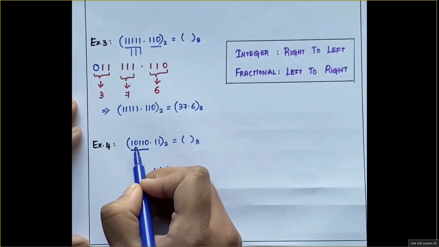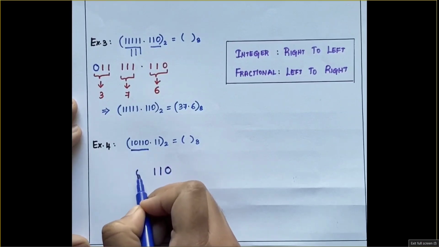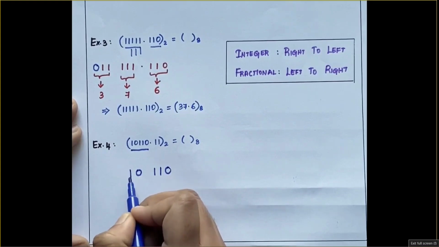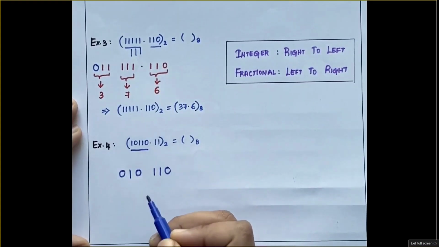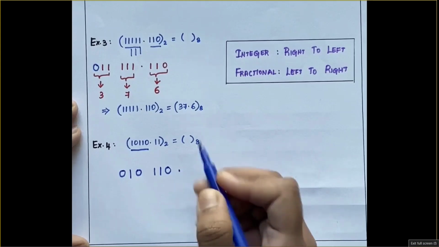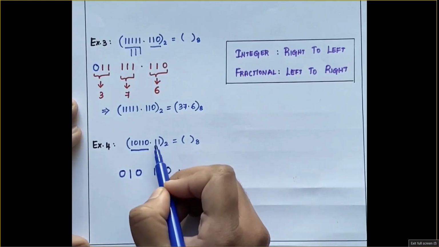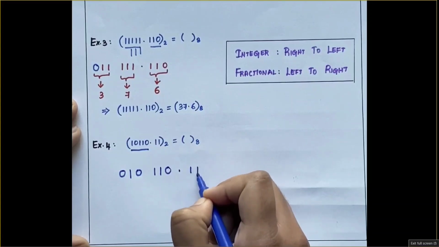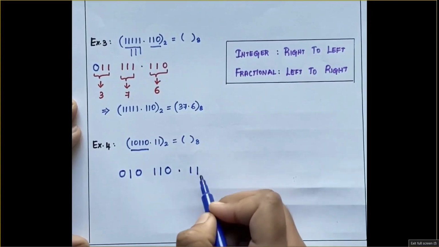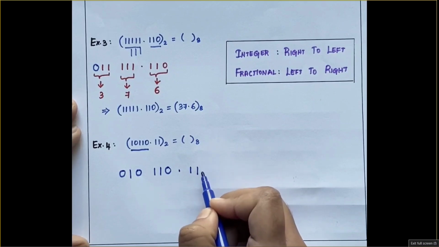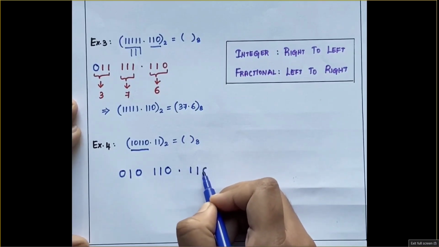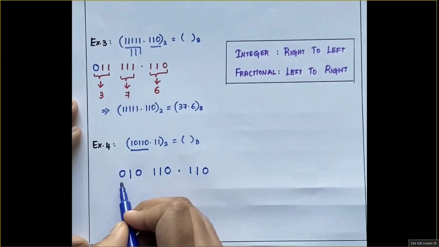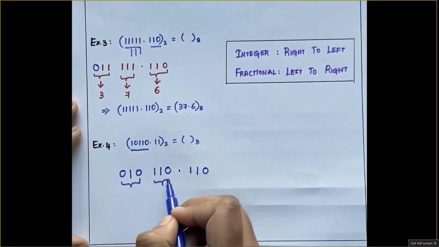Next, we have 0, 1 and the third bit is not available. So we can take an additional 0 to make it a 3 bit. Dot. We have only 2 bits moving from left to right. So 1, 1 and we have the third bit as 0. So always for the fractional part we have to add 0 to the right side, and for integer part we have to add 0 to the left side. Only then it will be a proper value.